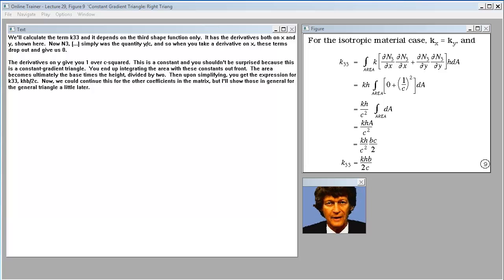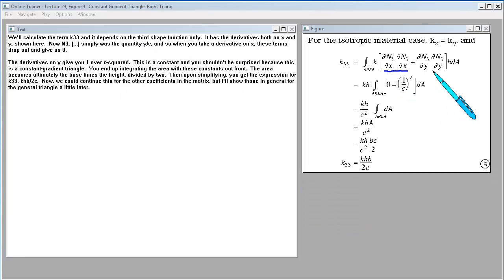We'll calculate the term K33, and it depends on the third shape function only. It has the derivatives both on x and y shown here. Now, N3, quite simply, was the quantity y over c, and so when you take a derivative on x, these terms drop out and give us 0. The derivatives on y give you 1 over c squared. This is a constant, and you shouldn't be surprised because this is a constant gradient triangle.